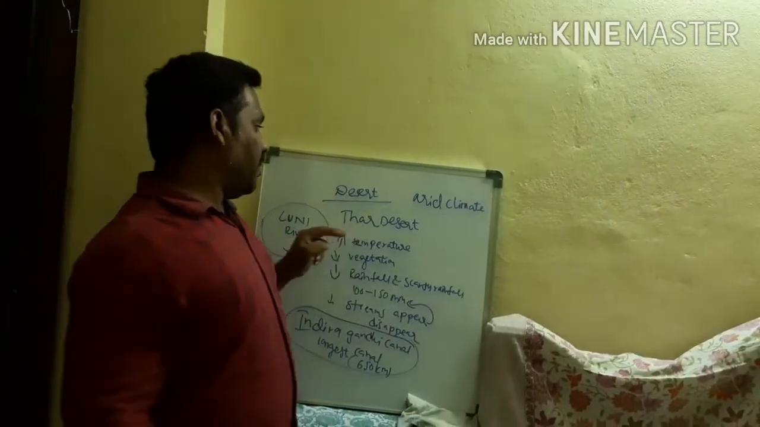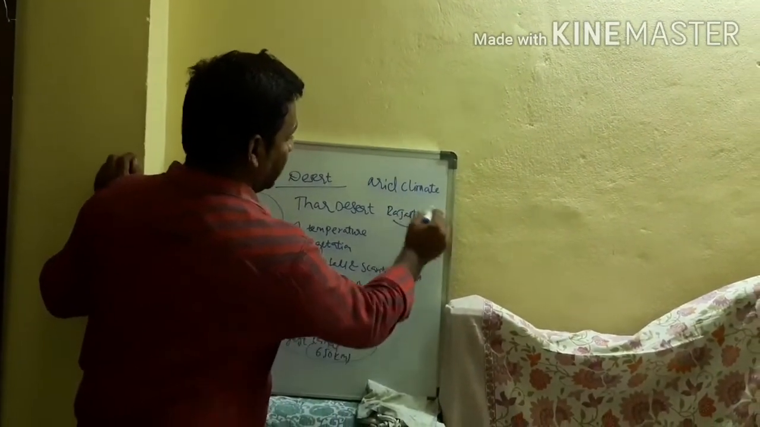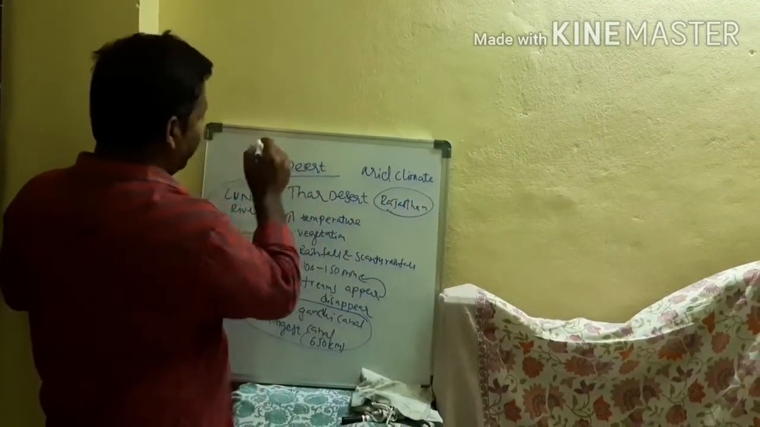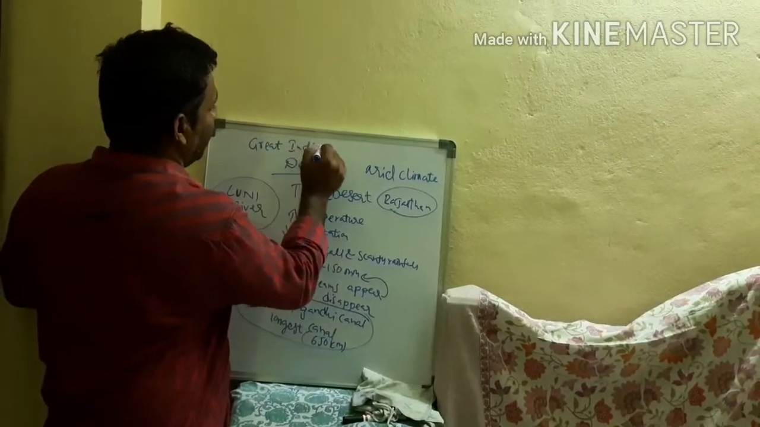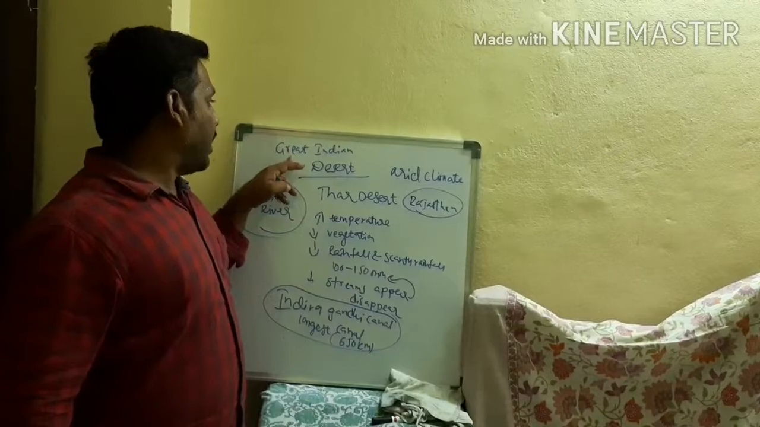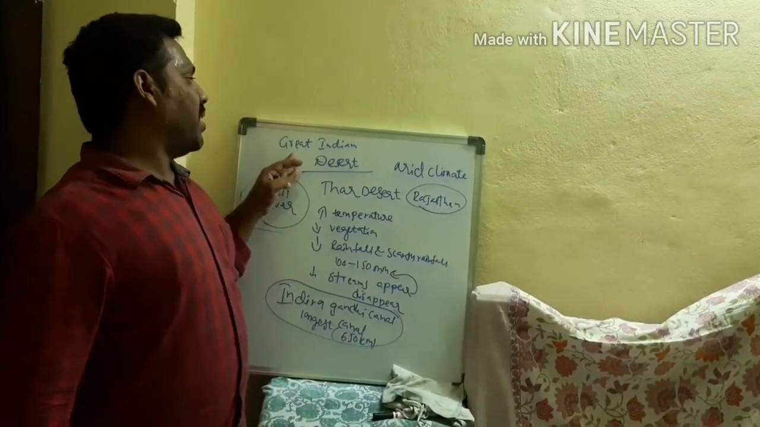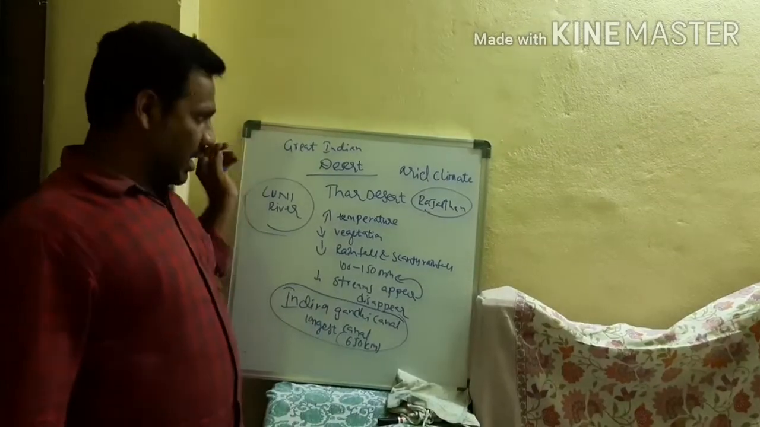The desert is located in which state? Rajasthan state. It is also called the Great Indian Desert. The Thar Desert is called the Great Indian Desert. The major part is in India, in Rajasthan, and the rest of the part is in the country of Pakistan.